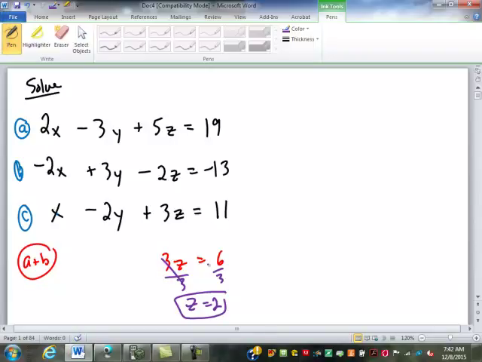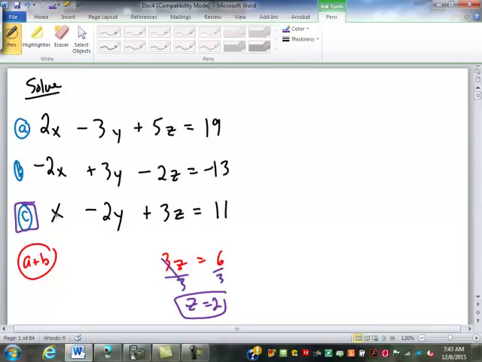Now, the key to the next step, and this is where a lot of people get confused. They get all excited, we found a variable already, but then now what? So the key is, what equation have we not used so far? C. We have not used C at all. So that's where we're going to go next.